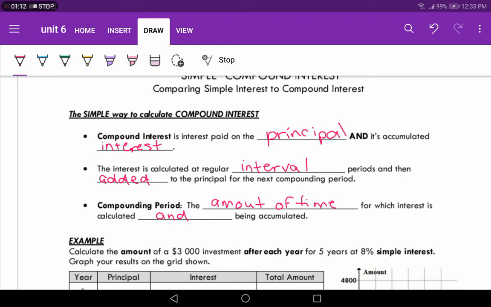Okay, so our simple interest was just interest paid on the principal, right? It didn't have this and its accumulated interest. Okay, so this will differ slightly, and I'm hoping that you'll be able to see that with the next couple examples that we do.